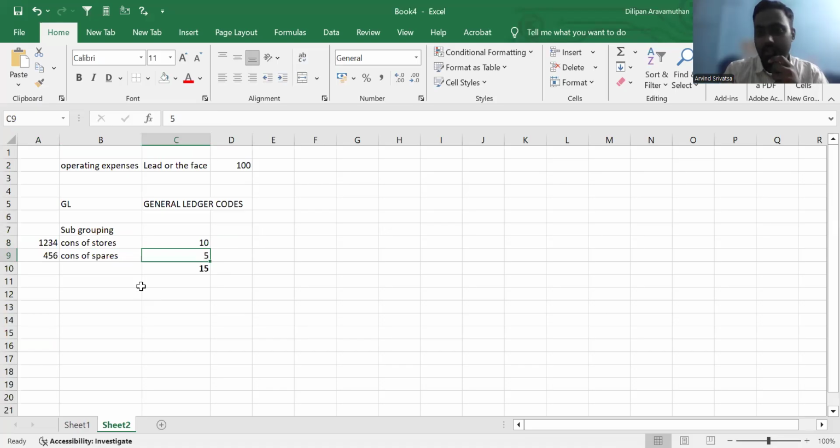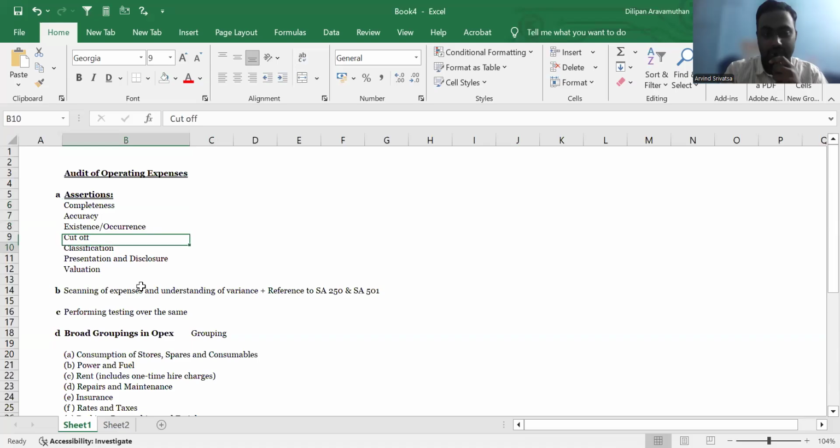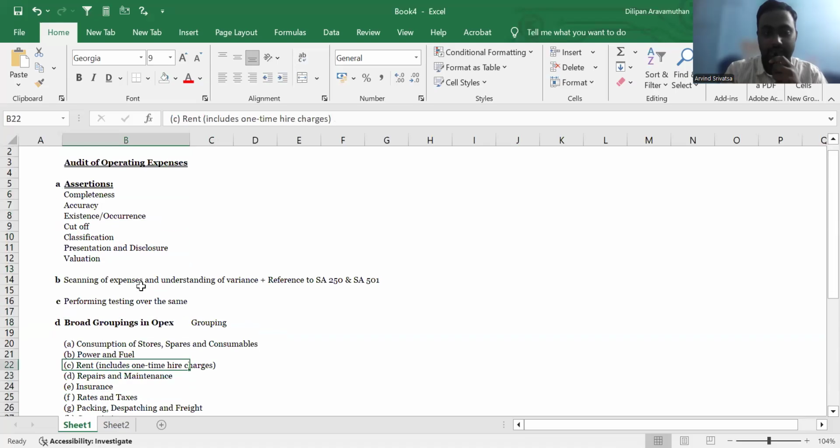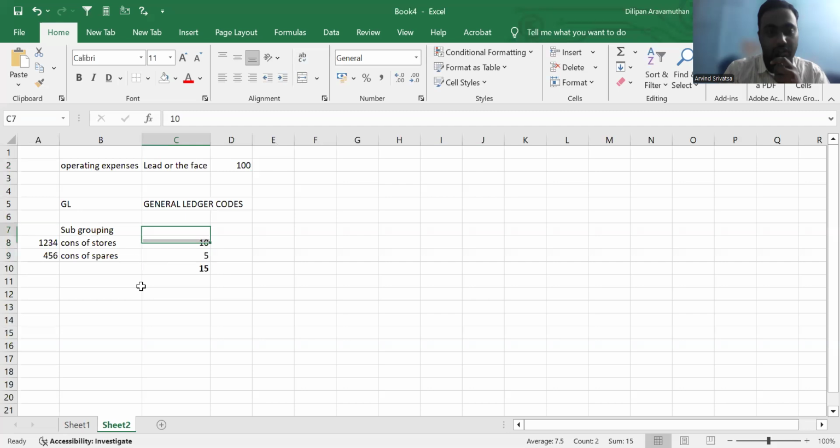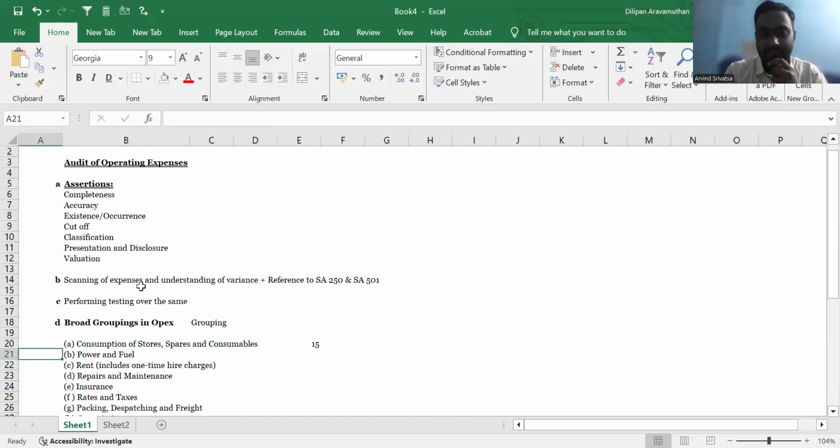So what I as an auditor have to ensure is that this 15 is flowing to the consumption of stores and spares and consumables that is there in the footnotes. If this is also 15, I don't have any concerns. And I also have to ensure that the 15 which is here is contained in the total of operating expenses, that is 100. Basically, I have to ensure that the 15 is also included in this 100. Similarly, I have to do this for every single line item.